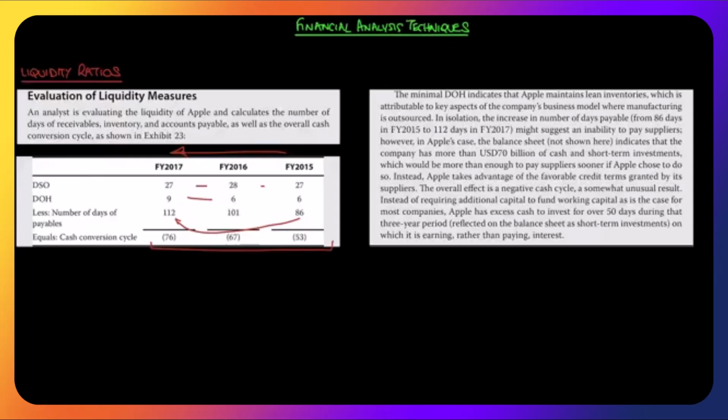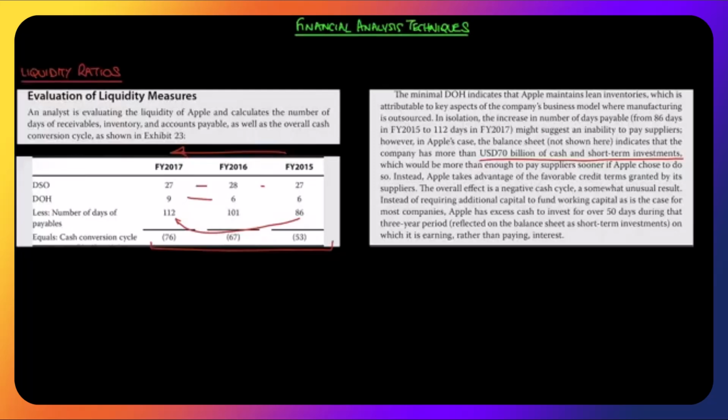We said that earlier. It might be a concern. If that's drifting out, can you pay them? Well, let's check the balance sheet. Company had 70 billion of cash and short-term investments. I would suggest if they were able to pay their suppliers sooner, or rather if they needed to, they would be able to. So that's clearly not a concern.